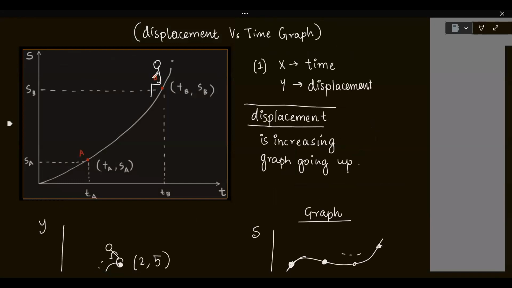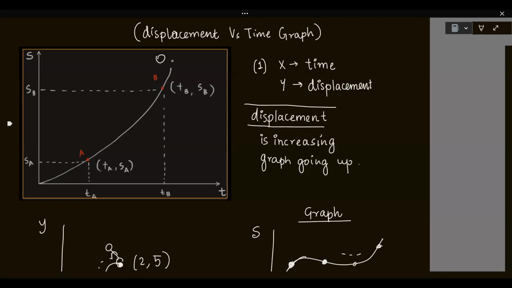Do you understand what I'm saying? This is not a coordinate plane with an actual location. Each coordinate here represents displacement and a time. So if I write 2,5, it is not an actual location or an actual path. It means at t equal to 2 seconds, the displacement was 5 meters. I hope you understood that.